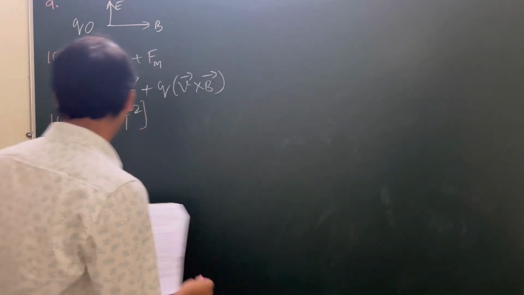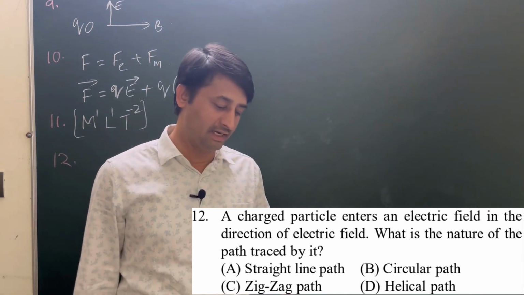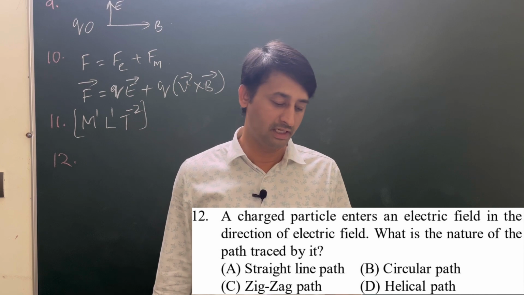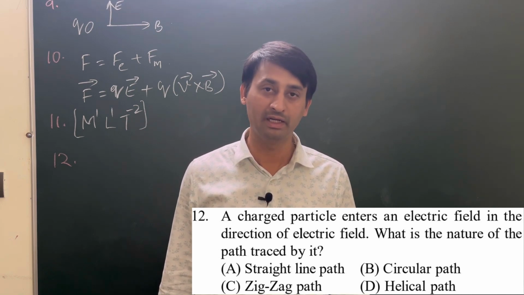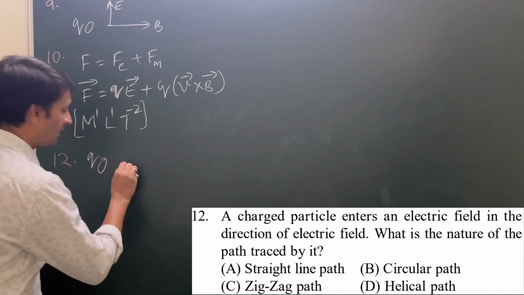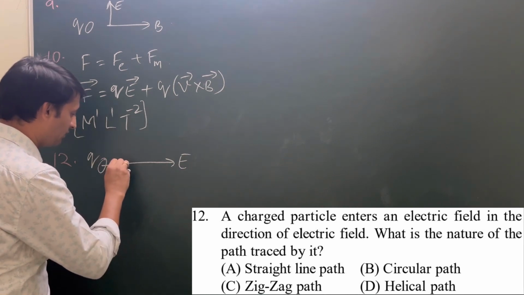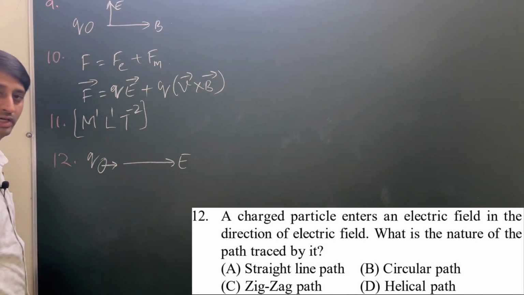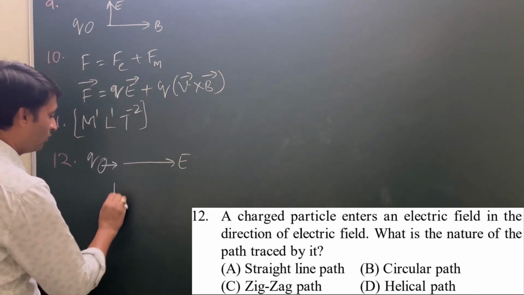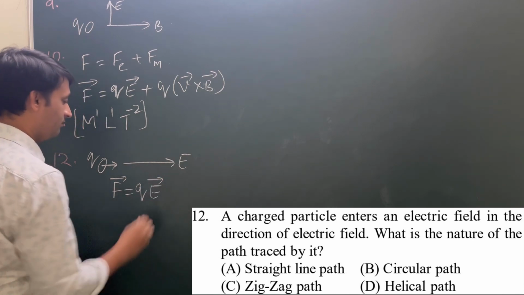Next, question number 12. A charged particle enters an electric field in the direction of the electric field. What is the nature of the path traced by it? The charged particle enters the electric field in the direction of the electric field. Then this charged particle will experience a force. That force is given by vector F equals Q into vector E.